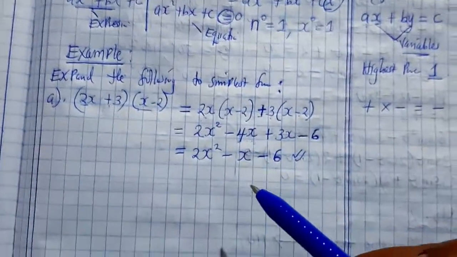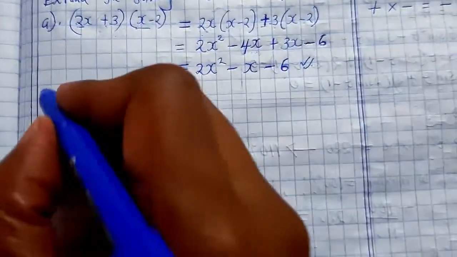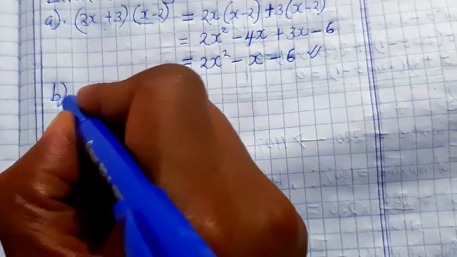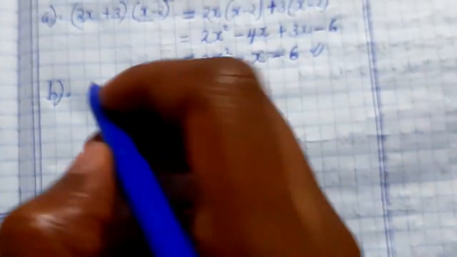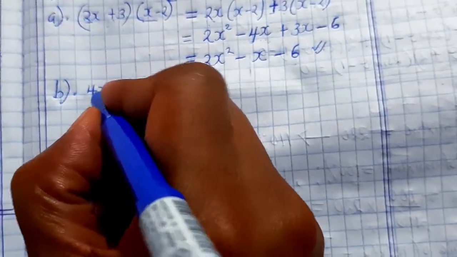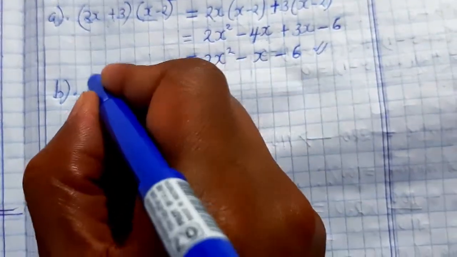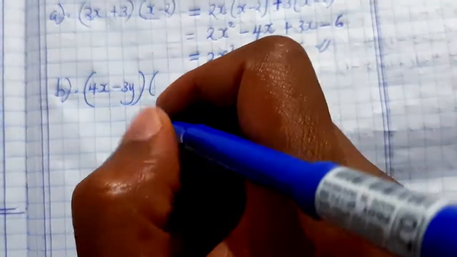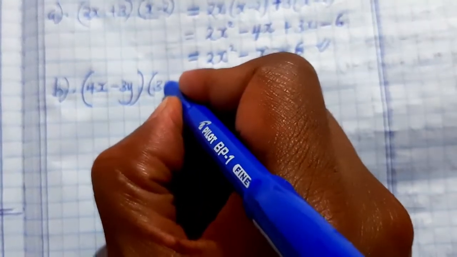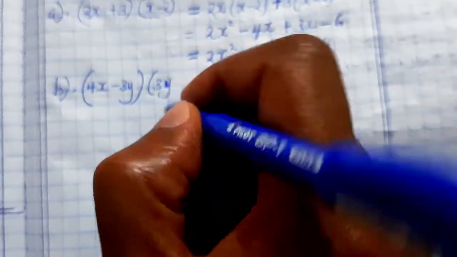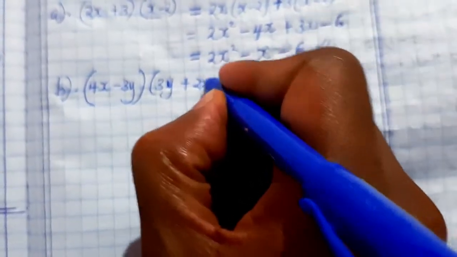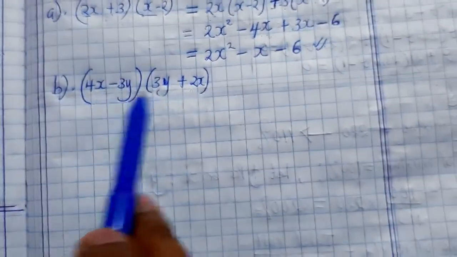So we now move on to example number 2. Let me call it B. For that case, I'm going to have 4x minus 3y in brackets. We multiply this one by 3y plus 2x.